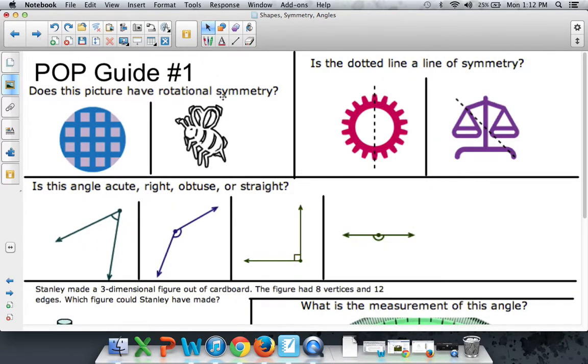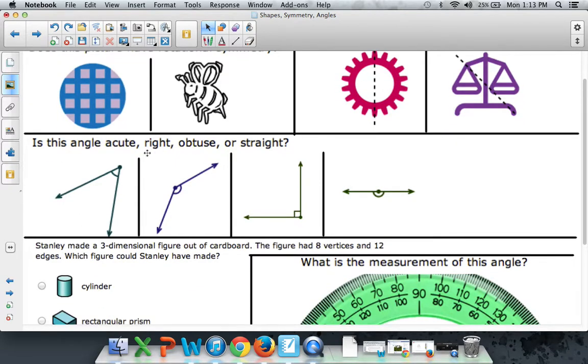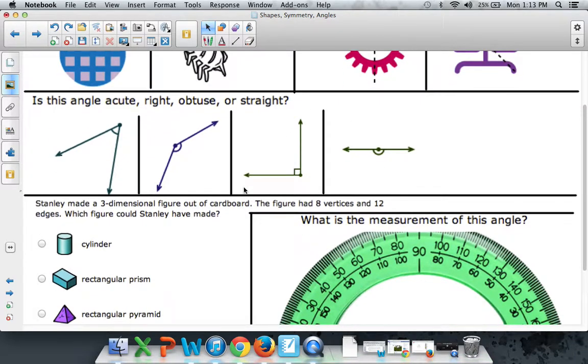Does this picture have rotational symmetry? This picture and this picture. Is the dotted line a line of symmetry on this picture and on this picture? Is this angle acute, right, obtuse, or straight? This angle, this angle, this angle, this angle. They're all a different one. They all have a different name. You tell me which is which.